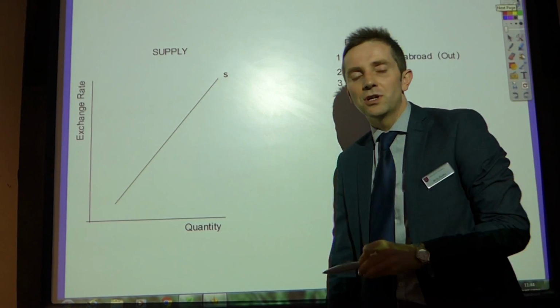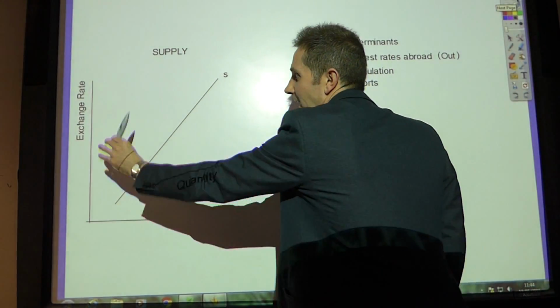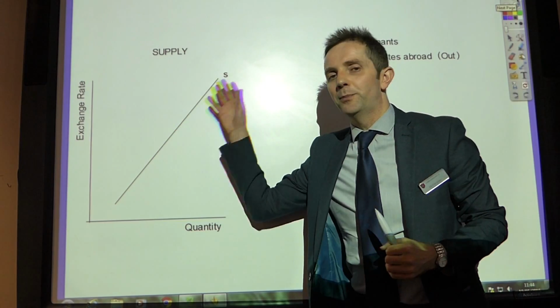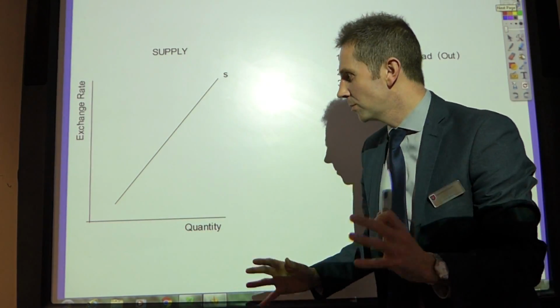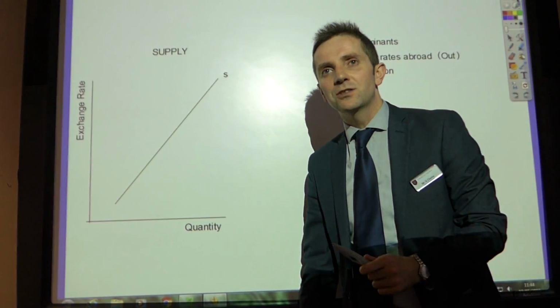Right, let's move on, ladies and gentlemen. Supply. Again, same labels, same axes, supply curve, just your normal supply curve, upward sloping, left to right. What are the key determinants?